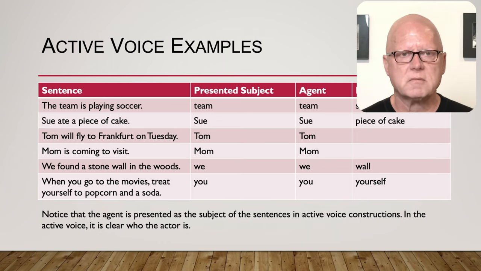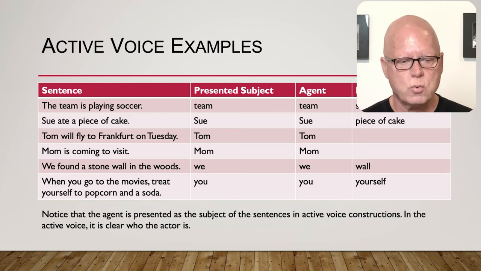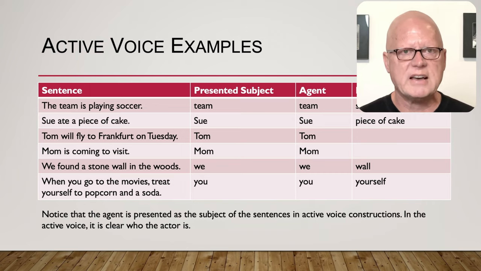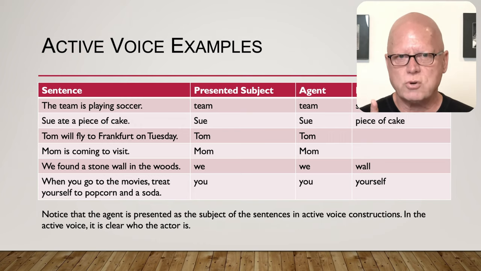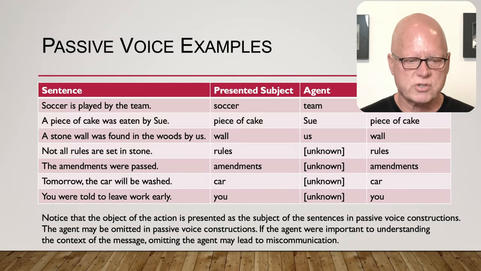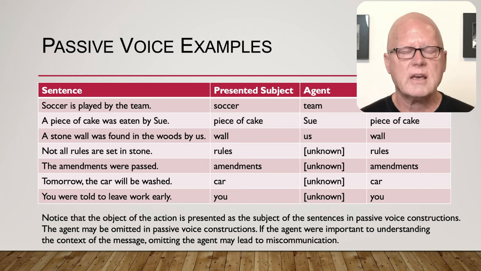Mom is coming to visit. Mom is the subject of the sentence, and mom is also the person who will come to visit. And you can read the other examples. And I want you to notice that the agent in active voice constructions is presented as the subject of the sentence. Keep that in mind as I show you some examples of passive constructions. Here in passive voice constructions, the presented subject and the agent, the noun that does the action, are mixed up.